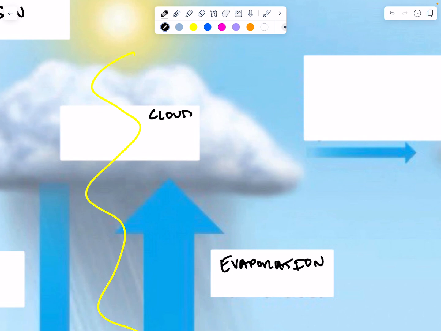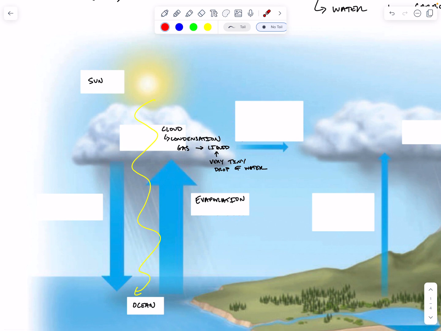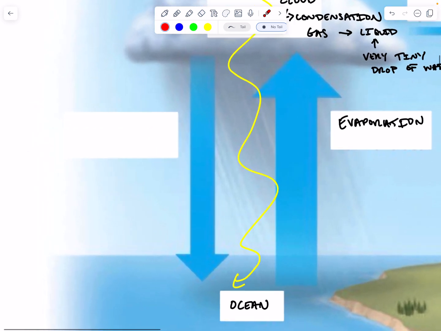Clouds can form. A cloud forms when you have condensation. Condensation is when water turns from a gas, that's water vapor, to a liquid, but a very tiny drop of water, or even a very tiny drop of ice. So these clouds are made up of these really small liquid droplets of water, which are so small that they can stay suspended in the atmosphere. But sometimes they coalesce into something slightly bigger, and we get precipitation.